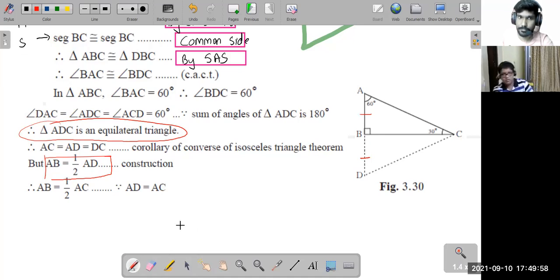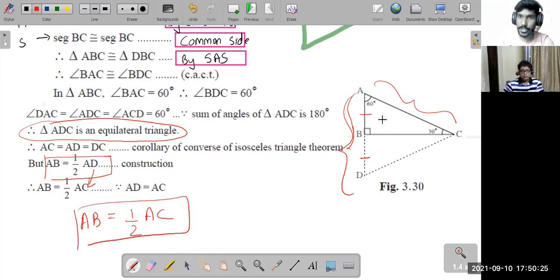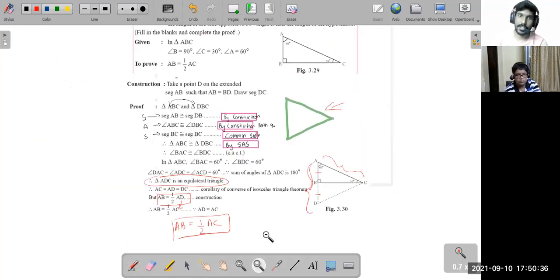We wanted to make it concrete. So from here, AB is half of AD, but AD is equal to AC. AD is just replaced with AC, and therefore we can say that AB is equal to half of AC. And this is what we had to prove. Side opposite to 30 degree, which is AB, is half of the hypotenuse AC. Did you get it? Yes, sir. Write it with pencil in your textbook itself.